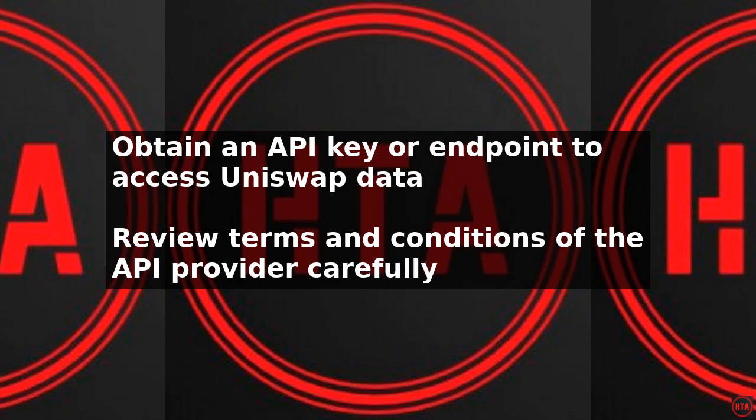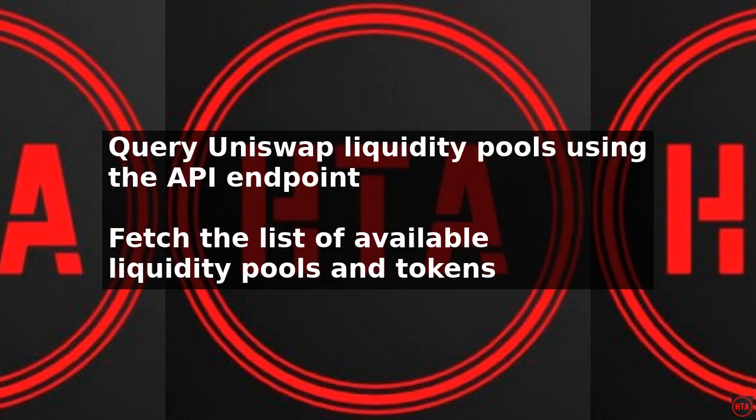To add liquidity, you need to specify the pool address, the amount of each token you want to add, and your wallet address. The API will then generate a transaction that you can sign and broadcast to the Ethereum network.